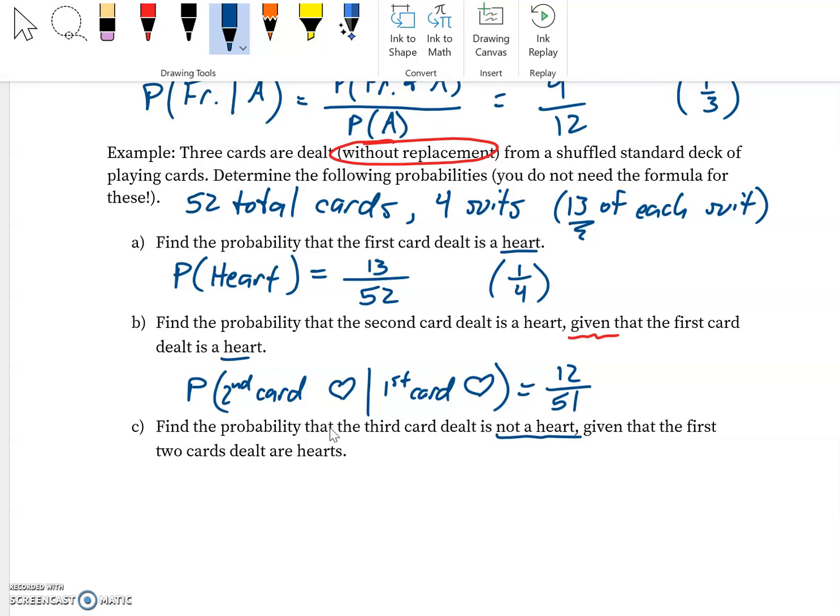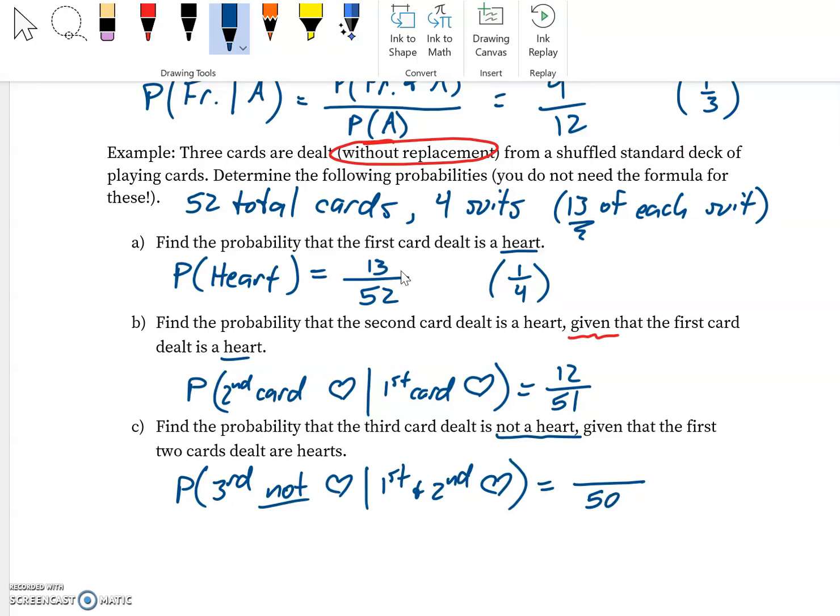All right, find the probability that the third card is not a heart. So, probability third is not a heart given the first and second are hearts. So that's a little shorthand, but I think it's fine enough. Again, let's just use logic with this. By the time I get to this third card, I've already dealt out 2. So I started with 52 cards in the deck. 2 of them have already been dealt, so I've only got 50 left.